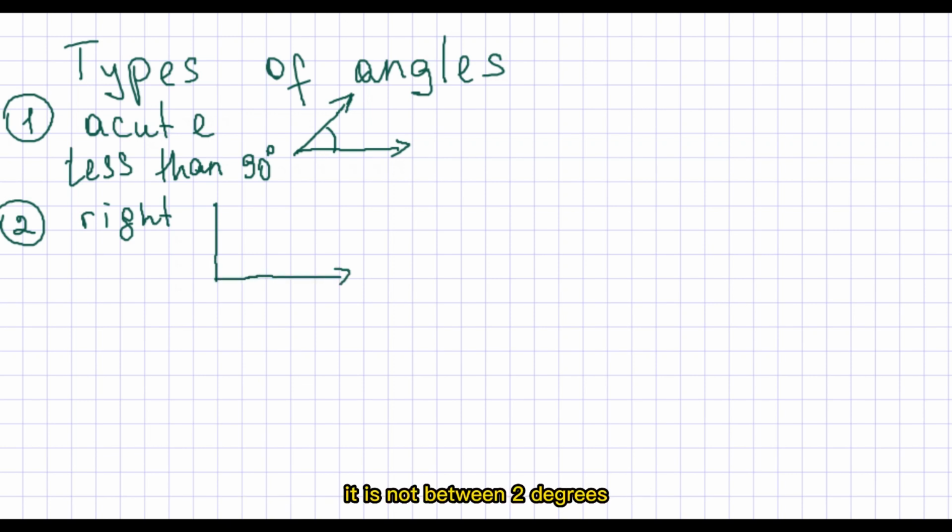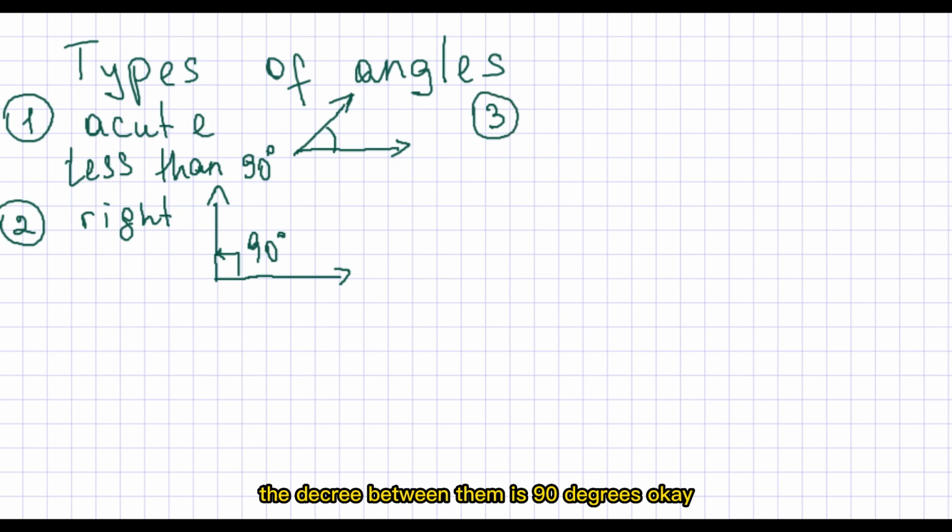It is not between two degrees. It is exactly 90 degrees. Okay, 90 degrees. If you remember, in our last lesson, we talked about perpendicular lines. You see two rays here, they are perpendicular to each other. And when two rays are perpendicular, the degree between them is 90 degrees.